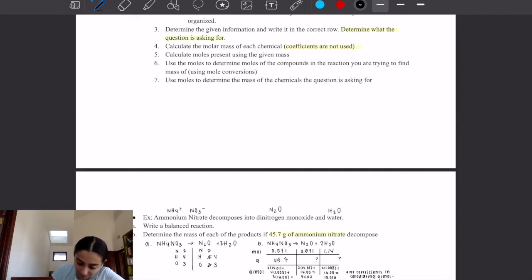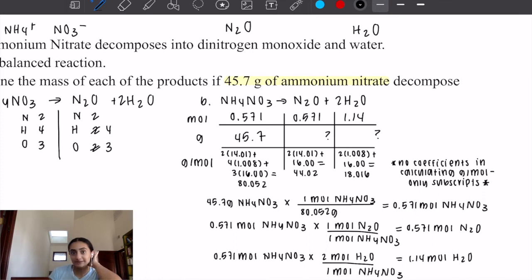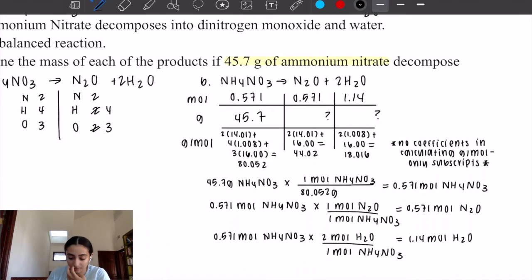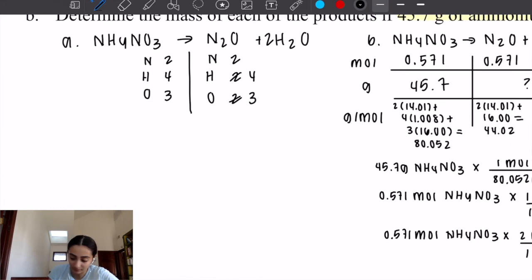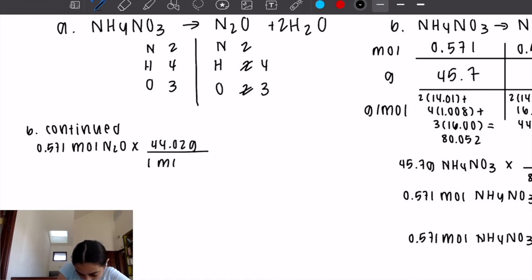Okay, now our last step is to use the moles and the molar mass to determine the mass of the chemicals that the question is asking for. I don't have any more room here, so I'm going to move over here. Okay, so if I have 0.571 moles of N2O, I'm going to multiply by the molar mass, which is 44.02 grams over 1 mole of N2O. And that is going to get me 25.1 grams of N2O.